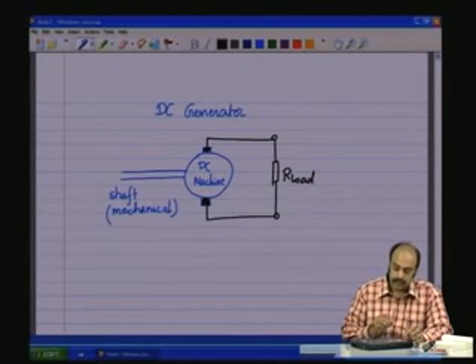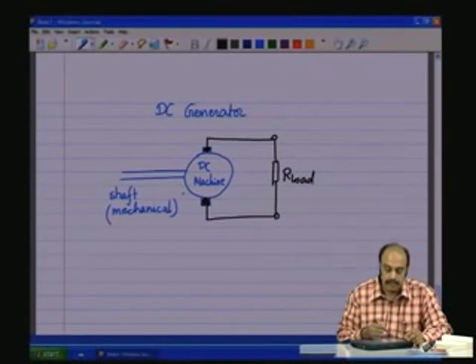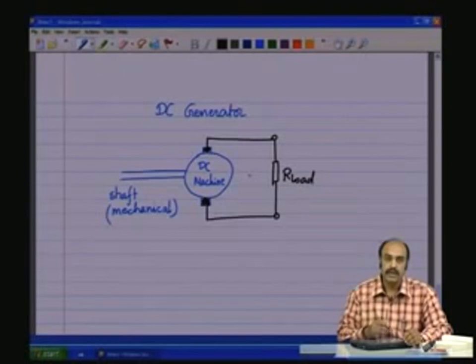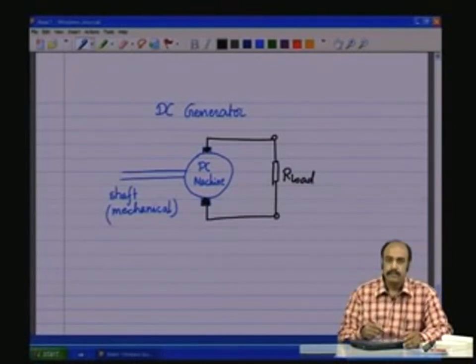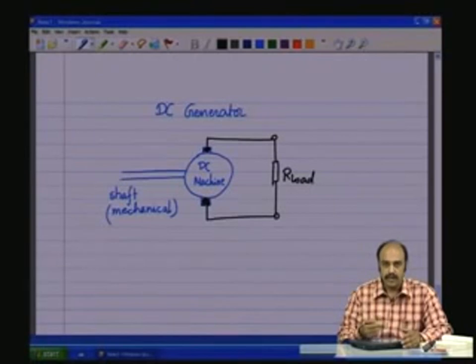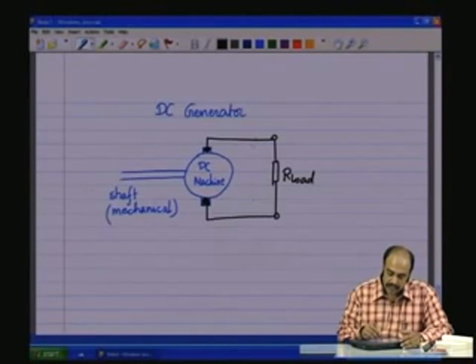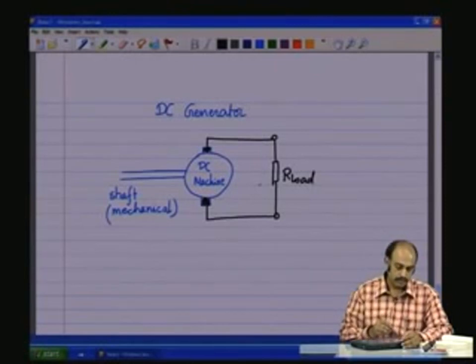So, this is a schematic of the whole DC machine, and we were looking at the internals of the DC machine, how it is structured and how mechanical rotation can give rise to a voltage, and that too a unidirectional voltage or a DC voltage. So, if we have many slots, many coils per pole, then the induced voltage across the load will be almost ripple free. It will have negligible ripple across the load.